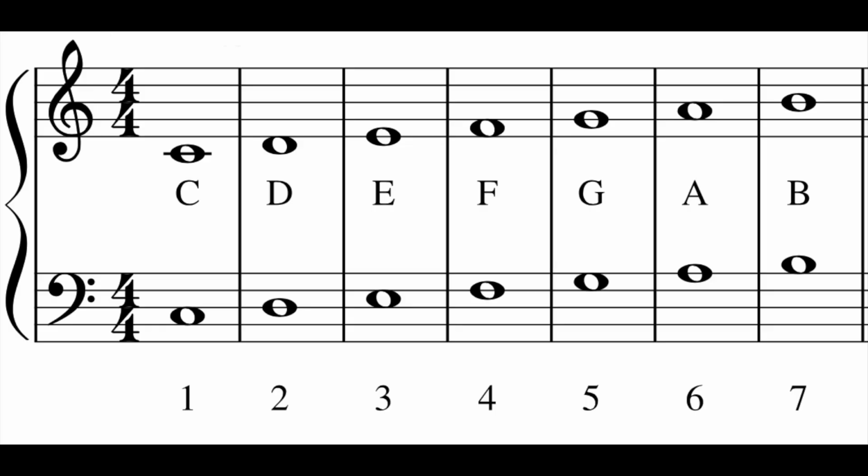Scale degrees tell you where a note is in the scale we're looking at. So for example, in C major, C would be number 1, D is number 2, E is 3, F is 4, G is 5, A is 6, B is 7, and then so on and so forth past there if you want to.